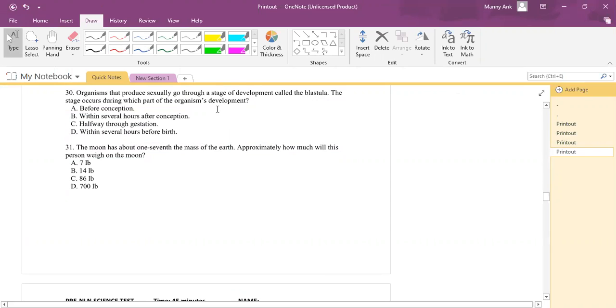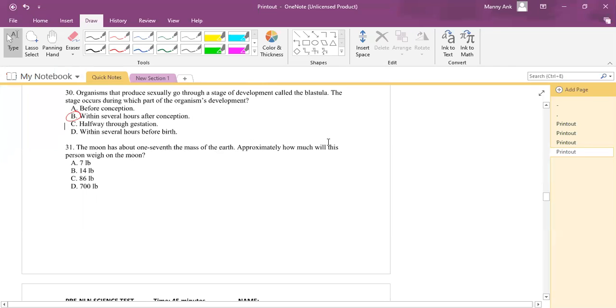Okay. For number 30, organisms that reproduce sexually go through a stage of development called the blastula. The stage occurs during which part of the organism's development? Now, this one occurs within several hours after conception, right? Just after fertilization, a few hours later, you have the zygote dividing to form the blastula. Okay. All right, number 31.